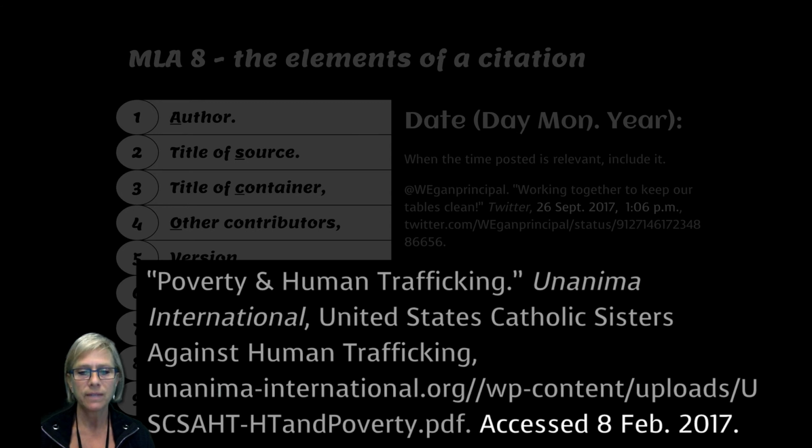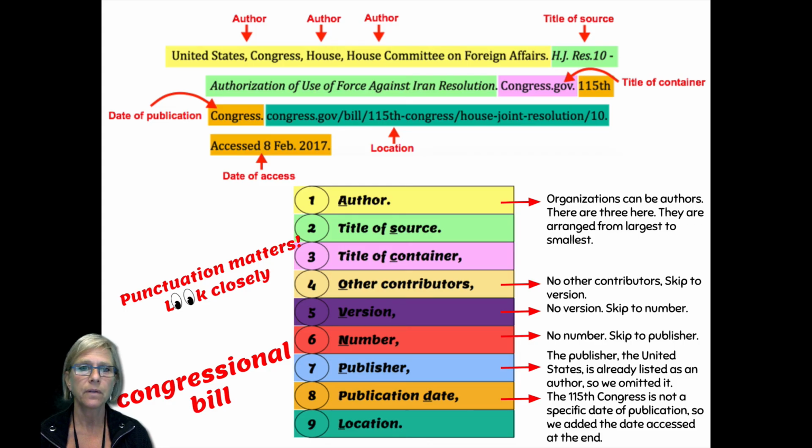So we've given you an example here. This website, Poverty and Human Trafficking, is actually an excellent one. We vetted it carefully here in this library, and we've followed the URL with a period and then accessed on the date that we accessed it, followed by another period. So here is an example of a government website, and you can see there's no date of publication, so we added the access to 8 of February 2017 at the end.